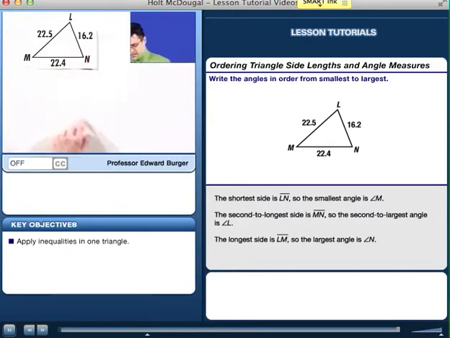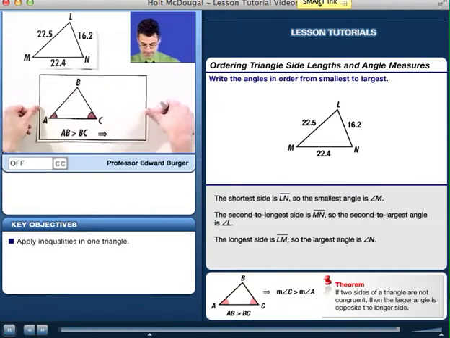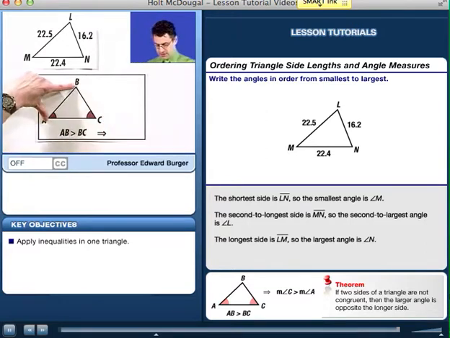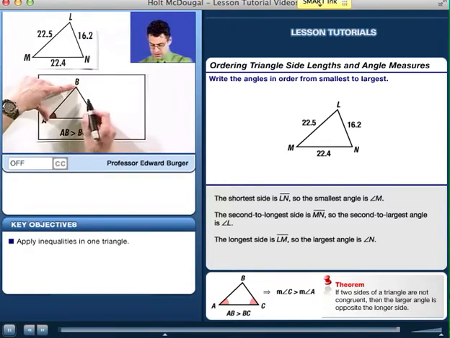So basically what we're seeing is the following theorem. If I know that this side, AB, has a length that is greater than the side BC, then that tells me that this angle must be larger than this angle. So then the measure of angle C must exceed the measure of angle A.